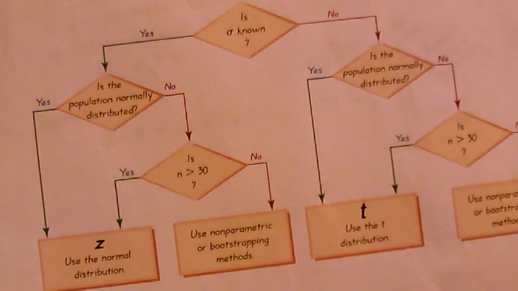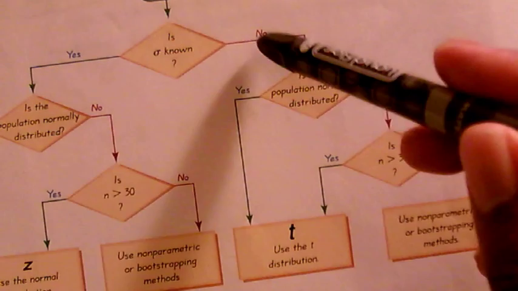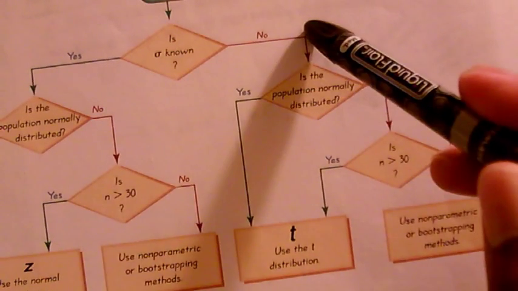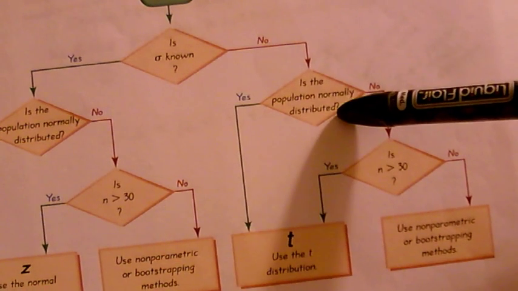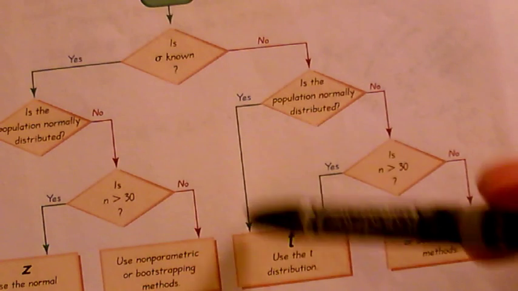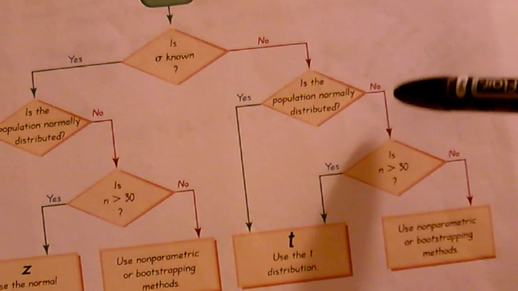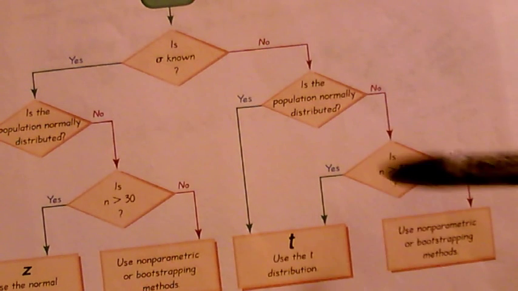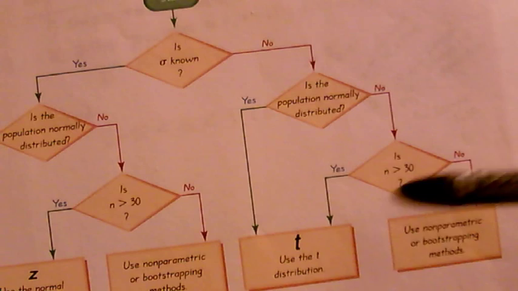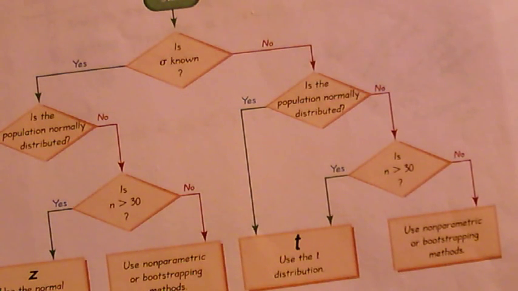discuss in this course. Now, if sigma is unknown, which is usually the situation, then ask yourself this question: is the population normally distributed? If it is, then you're going to use the t-distribution. If it's not, then the next question you ask is, is n bigger than 30? If yes, use the t-distribution. If no, then we use the other methods, non-parametric or bootstrapping methods. So the first three examples are like that. So let me pull those up.